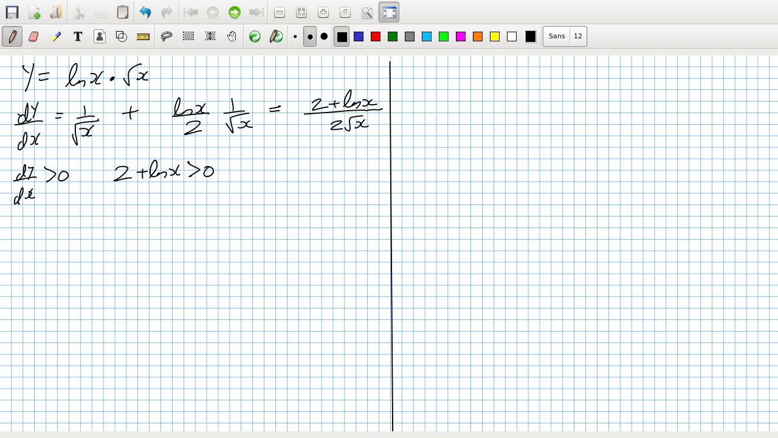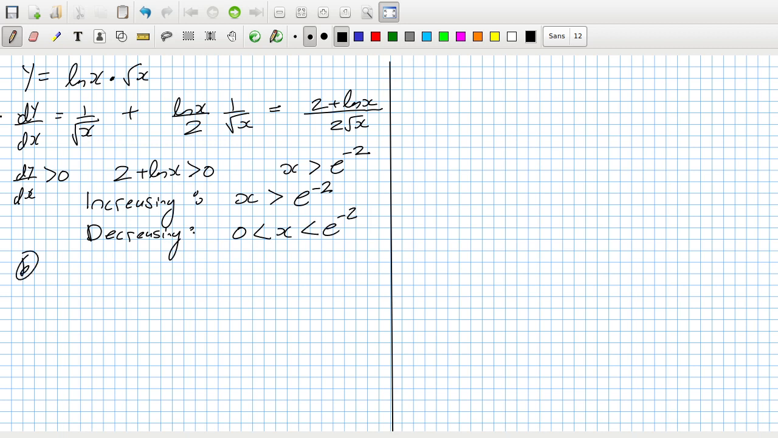So that's e to the minus 2, isn't it? So that's when x is more than e to the power minus 2. Okay, so that's a start. Increasing when x is more than e to the power minus 2. And then decreasing when x is less than e to the power minus 2.